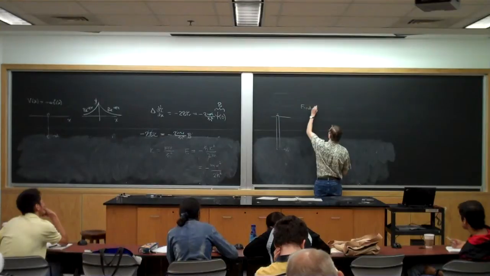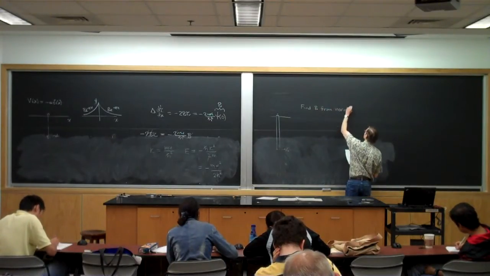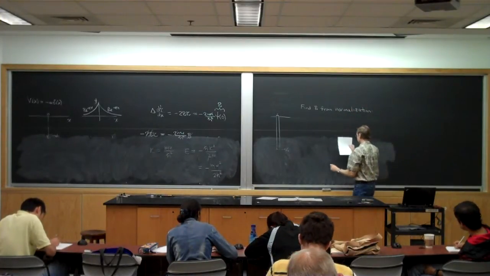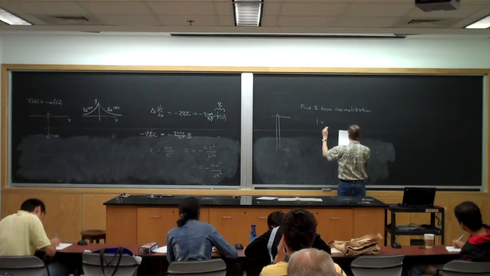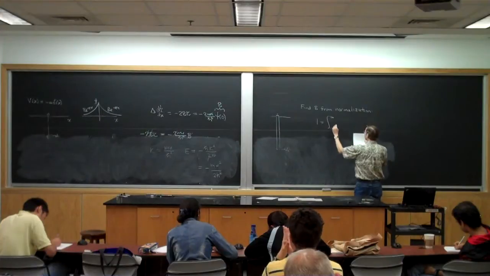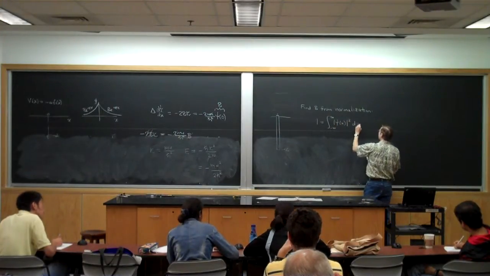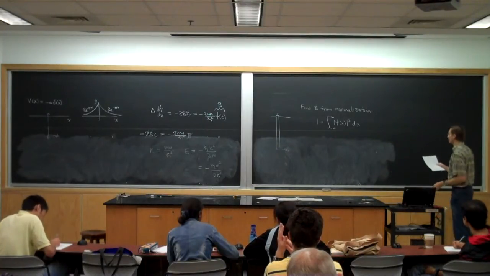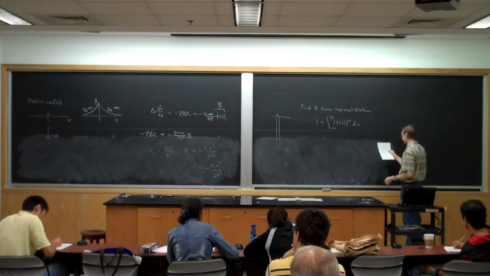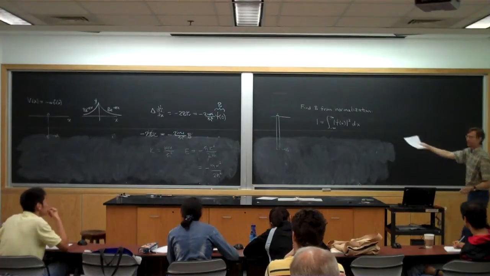So let's find B from normalization. So that says 1 is, as always, the integral from minus infinity to infinity of the absolute square of psi dx. Add it all up, not absolute value again, the absolute square, so psi star psi, but our wave function here is real, so psi star psi is just psi squared.